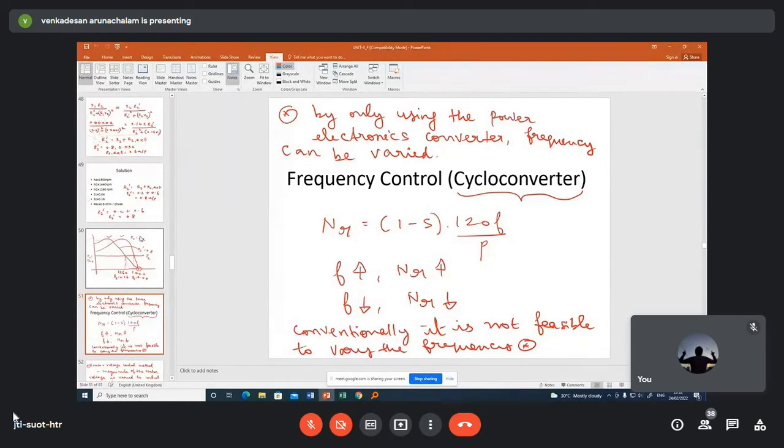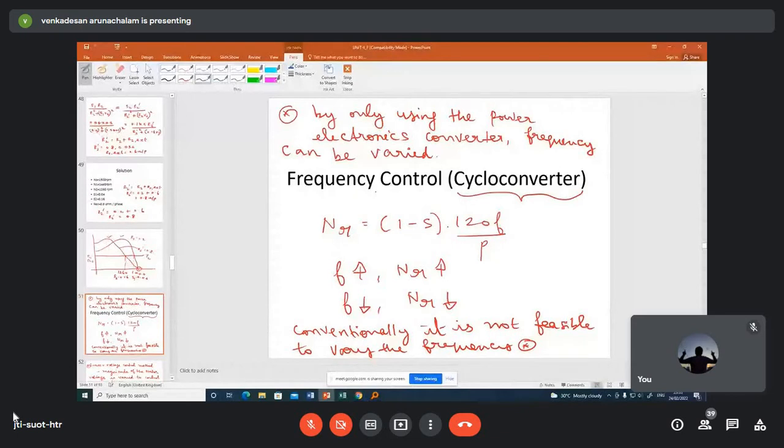So what is the governing equation? Rotor speed is equal to (1 - S) into 120 F by P. So F is the stator frequency, P is the number of stator poles. If you increase the stator frequency, rotor speed can be increased. If you decrease the stator frequency, rotor speed can be decreased. Right? So this is the stator frequency control method.